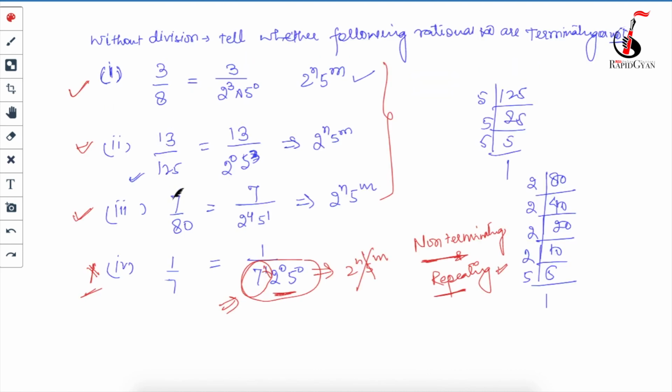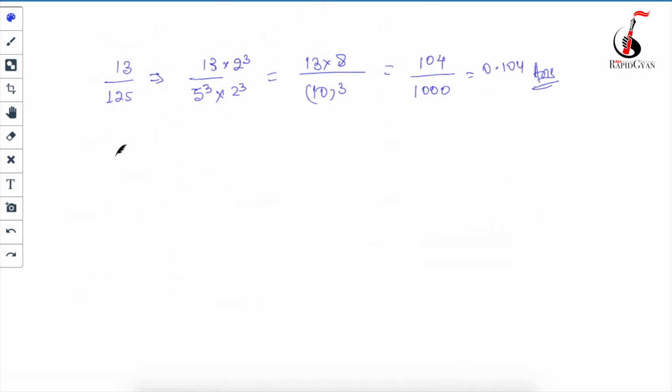Okay, what was the next question? 7 upon 80. So let's solve this also. So 7 upon 80. So this was 7 upon 2 to the power 4 into 5 to the power 1. So now what you are seeing, there are 4 2's but only 1 5. So it means in this case you will have to multiply 3 more 5's. So just multiply with 5 cube.